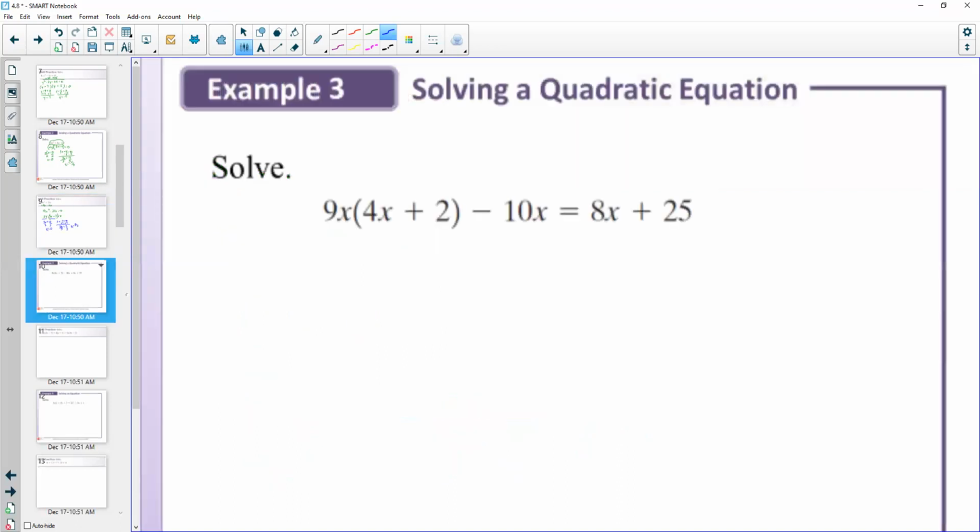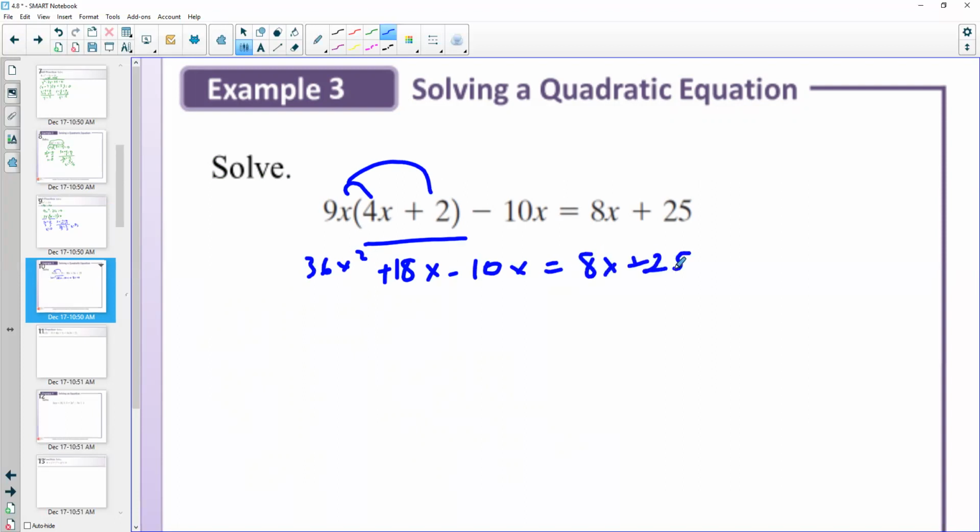Let's see what this kind is. Oh my goodness gracious, we have a lot going on here. To get this into standard form, at minimum, what's the first thing you have to do? Well, we can't put it into standard form with these parentheses right here. So what I need to do first is distribute. I get 9x times 4x is 36x squared plus 18x minus 10x equals 8x plus 25.